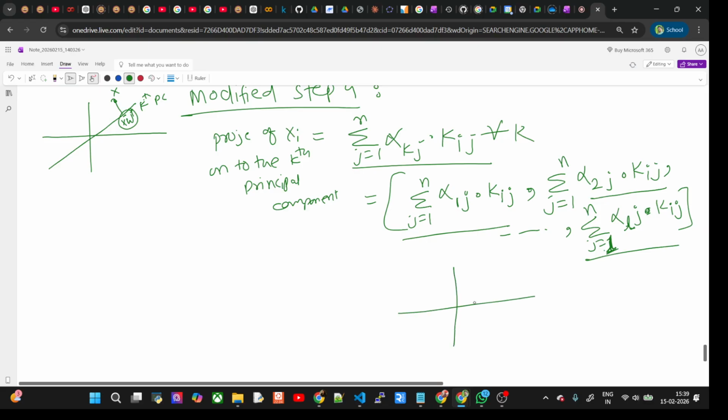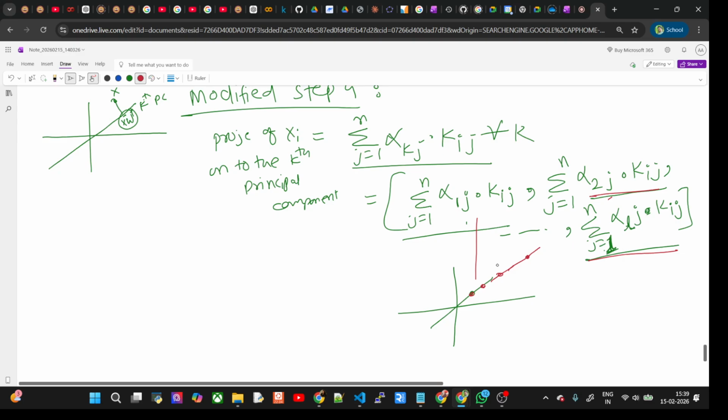Whatever it is in higher dimensions, you can see this is one point, here is another point, and the third point will be somewhere here, up to the L-th point. So you are actually doing a projection of the xi point on the given kth principal component. This is the way we do principal component analysis in kernel PCA. So this modified step is important.